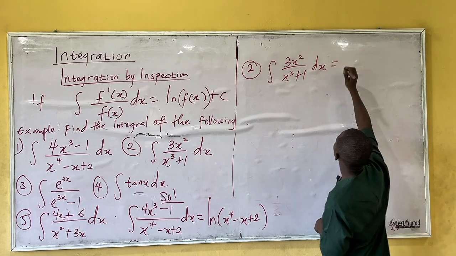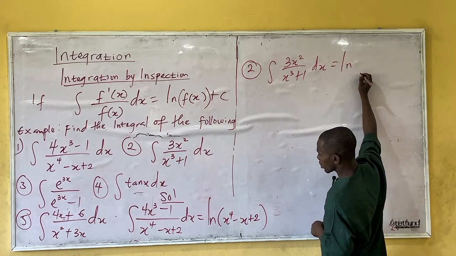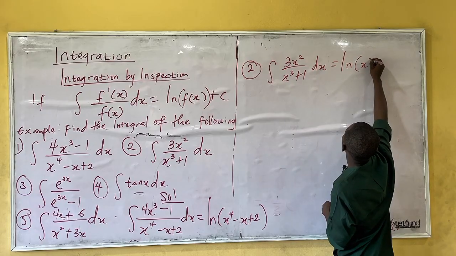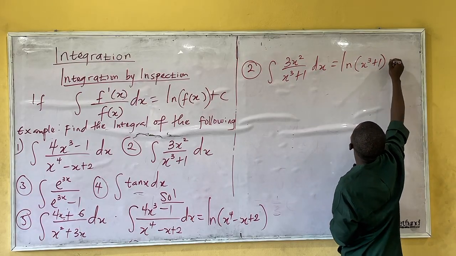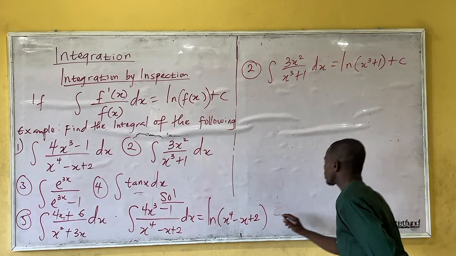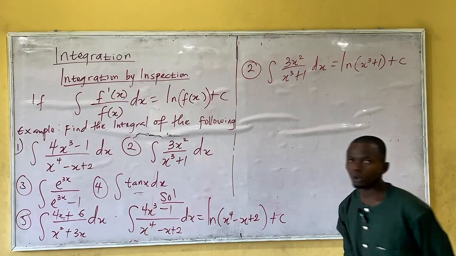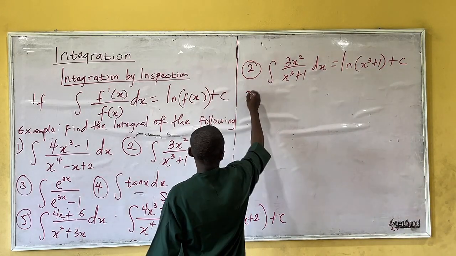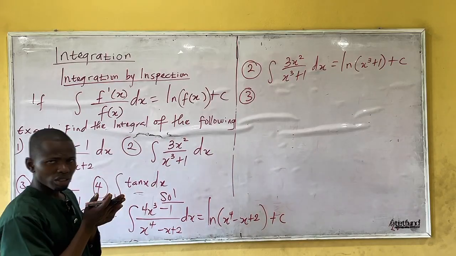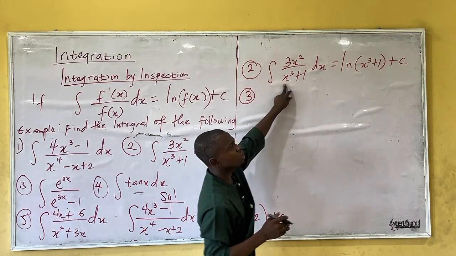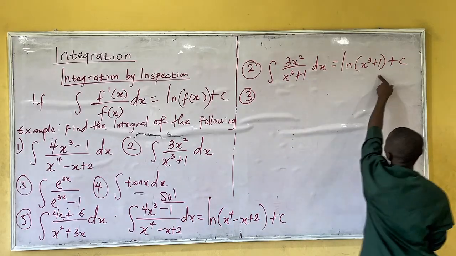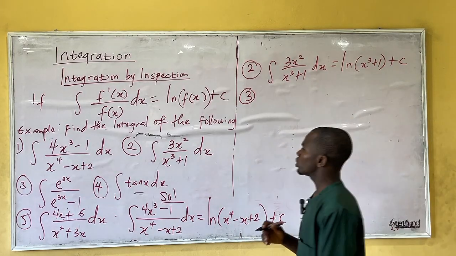So the answer will now be ln of the denominator, which is x raised to the power of 3 plus 1, plus c. Don't forget your c, there must be plus c after integration. As you can see, it is not hard. Just observe if the differential of the denominator gives the numerator, then the answer will be ln of the denominator. So let's go to number 3.